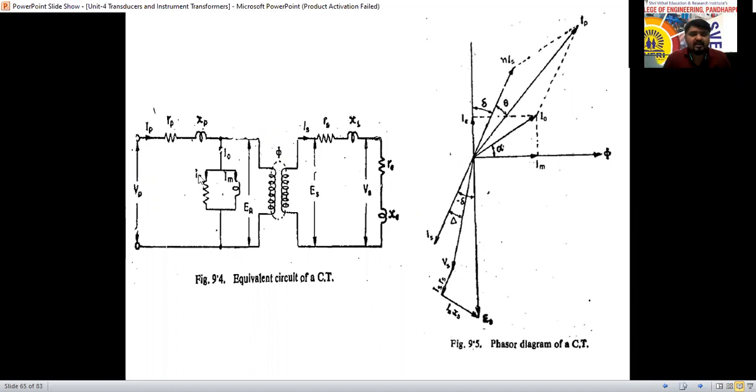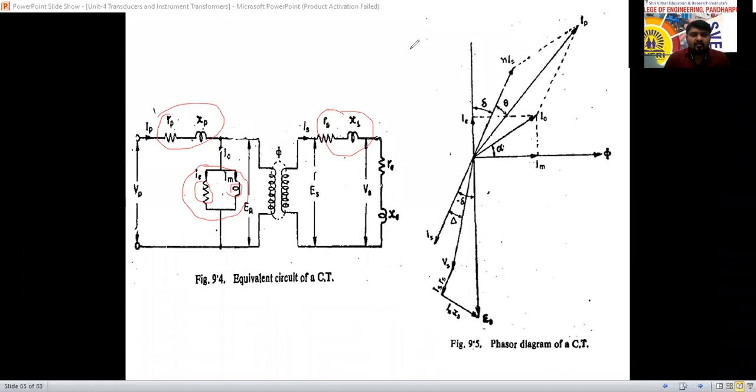See here, in the equivalent diagram, mainly it has the primary winding and the secondary winding. For the primary winding, we have to do the excitation. For that reason, we have taken one excitation branch, which has some resistance and an inductive coil.